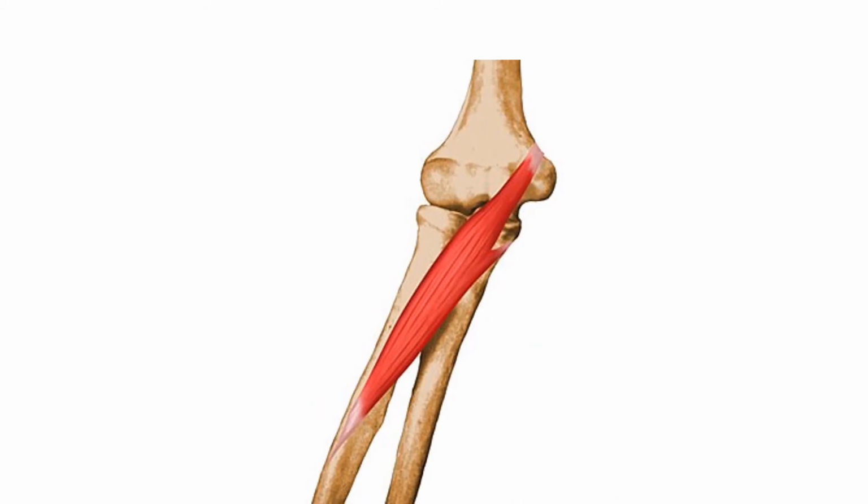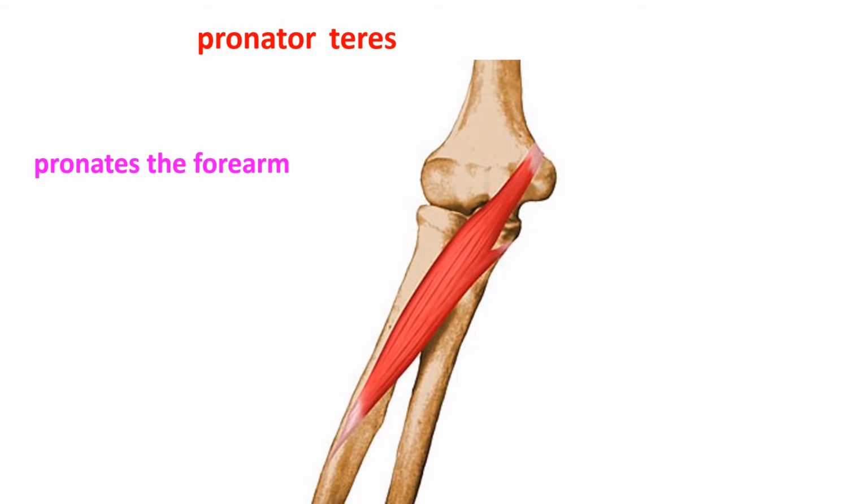This is what muscle? It is the pronator teres, of course. And what does it do? It pronates the forearm, and it's coming from the medial supracondylar ridge. Many muscles of the anterior compartment of the forearm arise from this area, the supracondylar ridge, or from the medial epicondyle directly, and this is called the common flexor tendon.